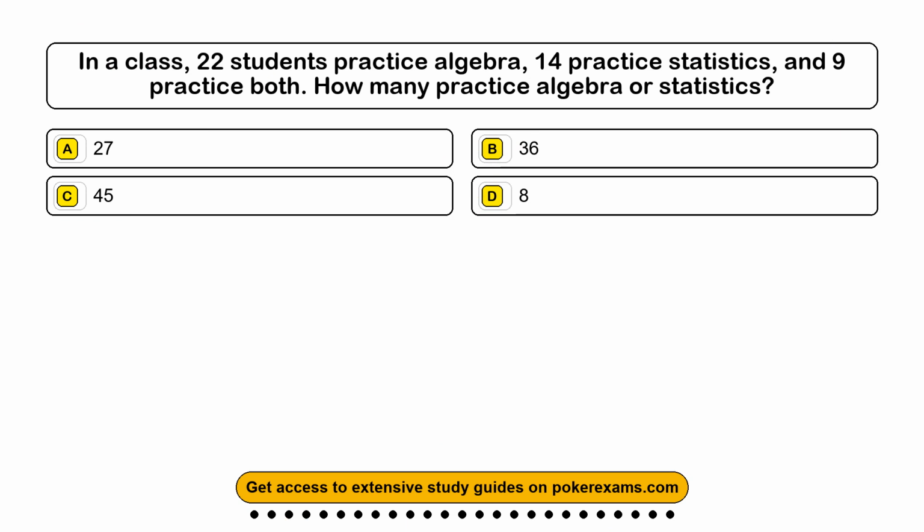Question 24. In a class, 22 students practice algebra, 14 practice statistics, and 9 practice both. How many practice algebra or statistics? Option A 27. Option B 36. Option C 45. Option D 8.